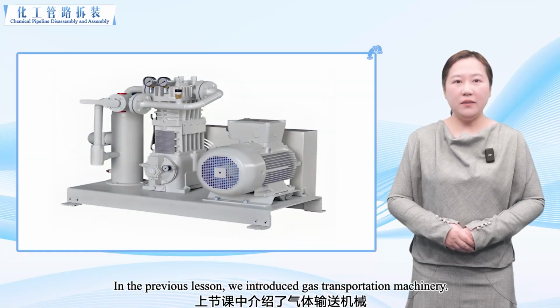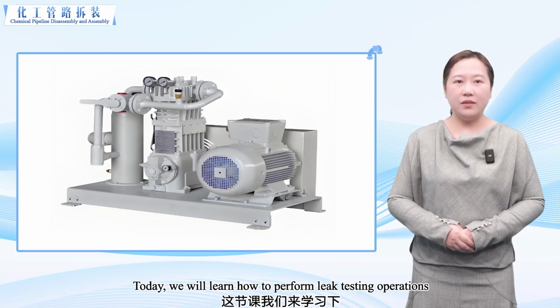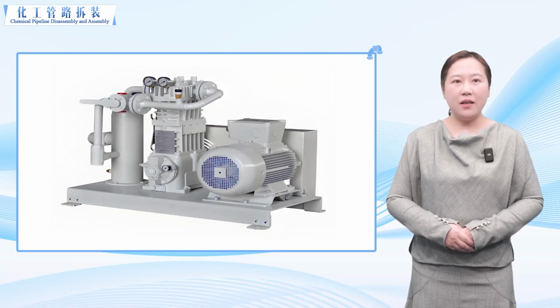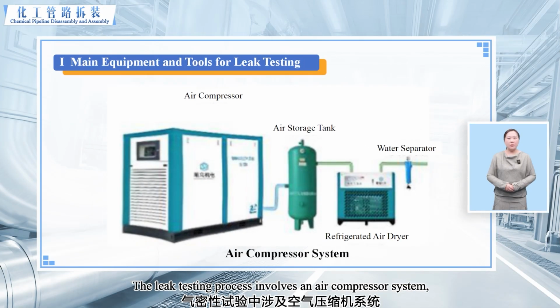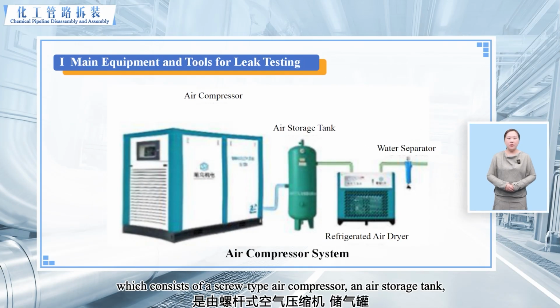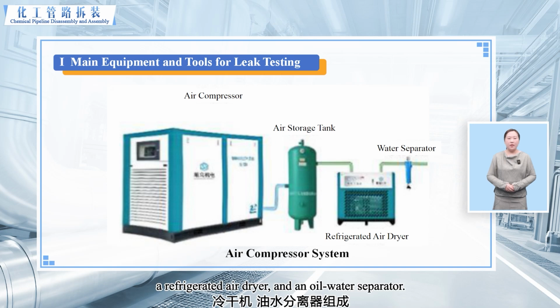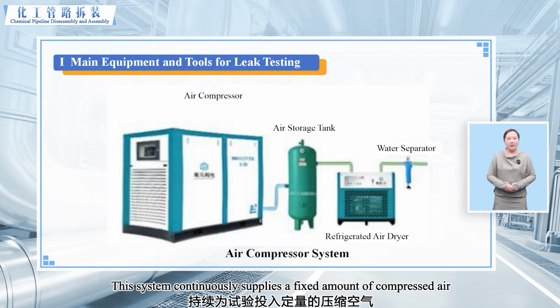In the previous lesson, we introduced gas transportation machinery. Today, we will learn how to perform leak testing operations. Using gas transportation machinery, the leak testing process involves an air compressor system, which consists of a screw-type air compressor, an air storage tank, a refrigerated air dryer, and an oil-water separator. This system continuously supplies a fixed amount of compressed air for the test.